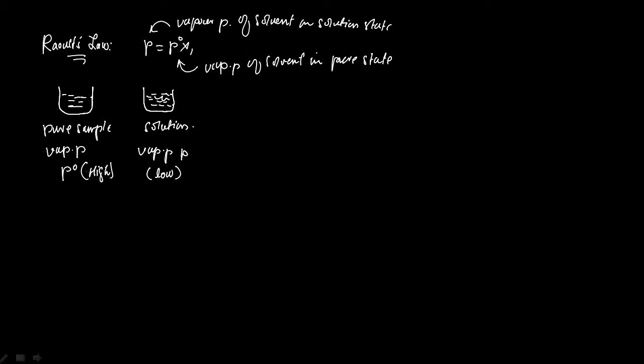So why is there a distinction between the two cases? When we have a pure sample, there is a greater area for a solvent molecule to evaporate, but once the solvent is mixed with some solute, especially non-volatile solute, that reduces the surface area for a solvent molecule to evaporate. So in solution state the chance of evaporation is reduced. That's why we apply Raoult's law to explain the lowering of vapor pressure. So in solution state we observe lowering of vapor pressure.